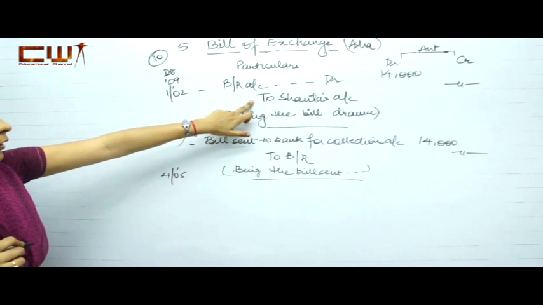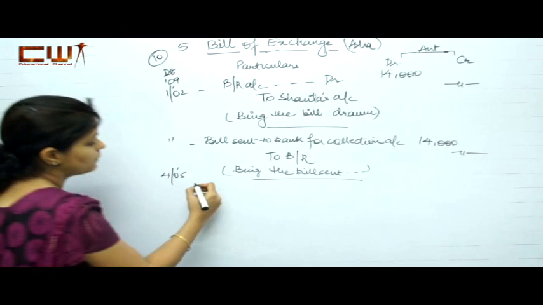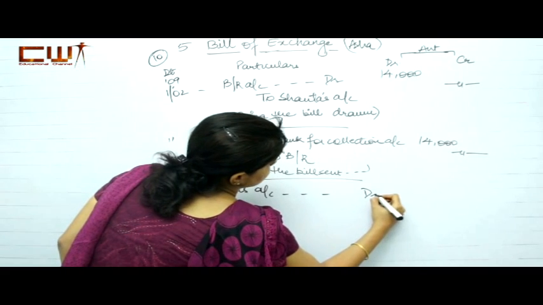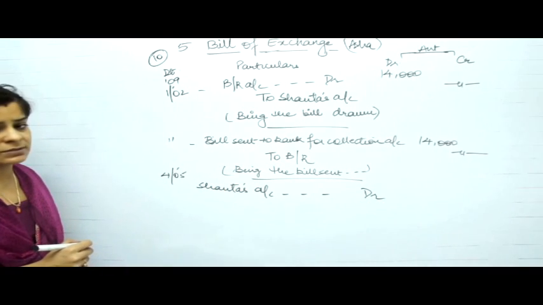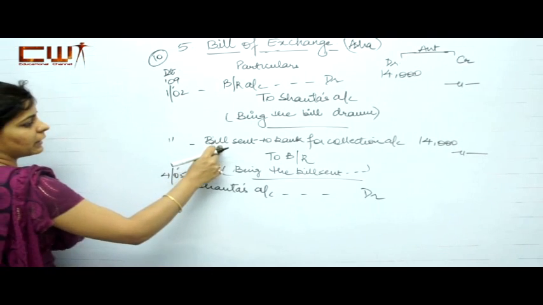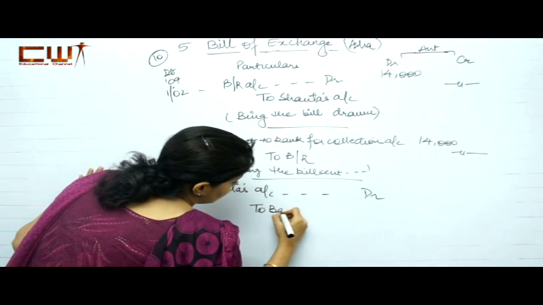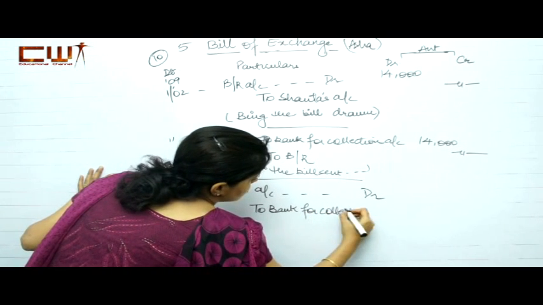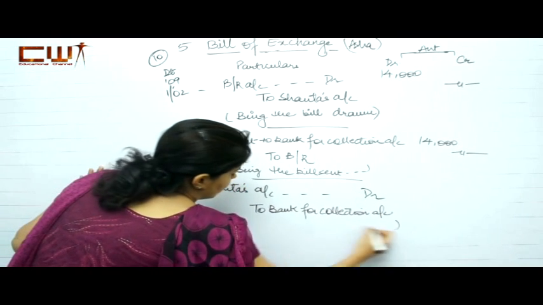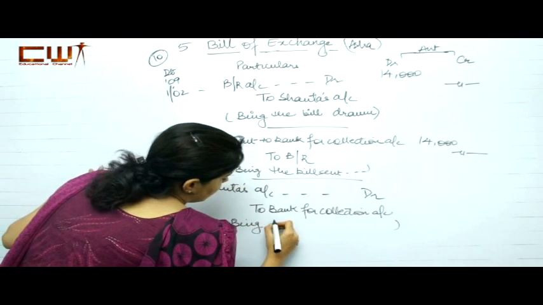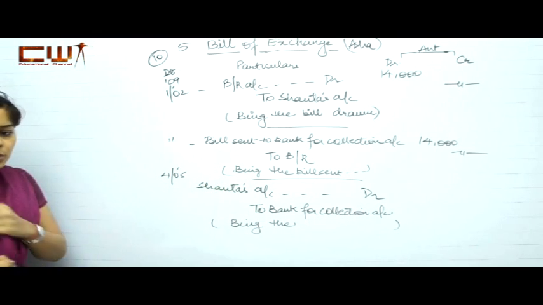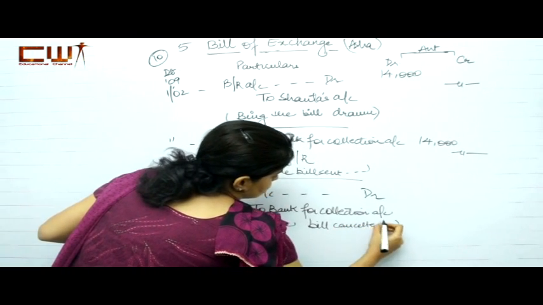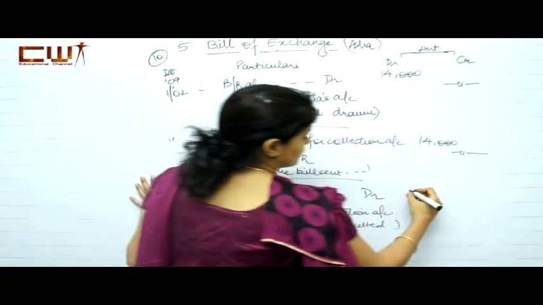Bills receivable was debited to Shanta when drawing the bill. The reverse entry is cancelling. So Shanta's account is debited. Will you credit bills receivable? No, because it is not with you. What will you credit? The bank for collection account, or bill sent for collection account, is credited, being the bill dishonored or cancelled. How much is the bill for? 14,000.